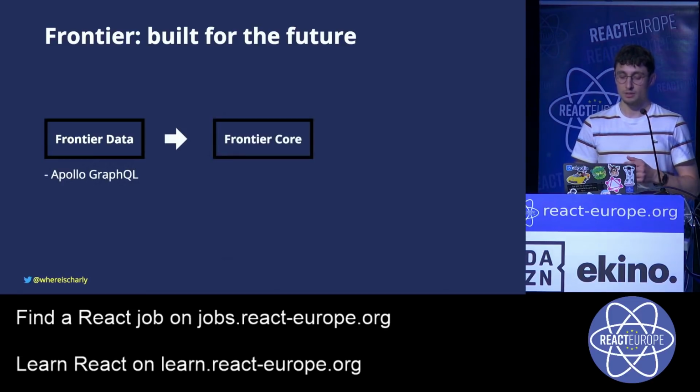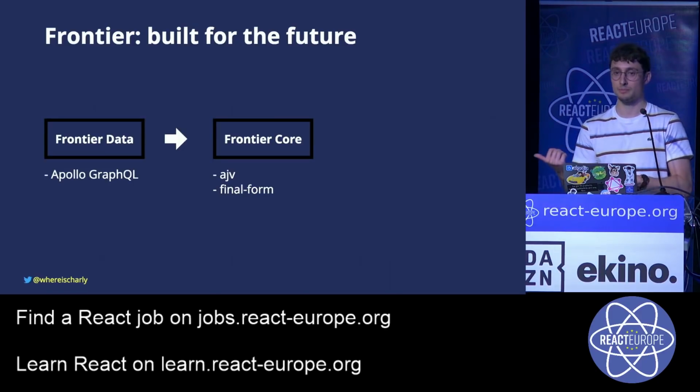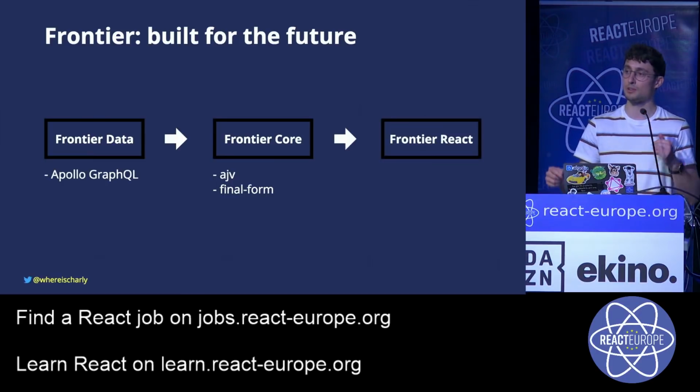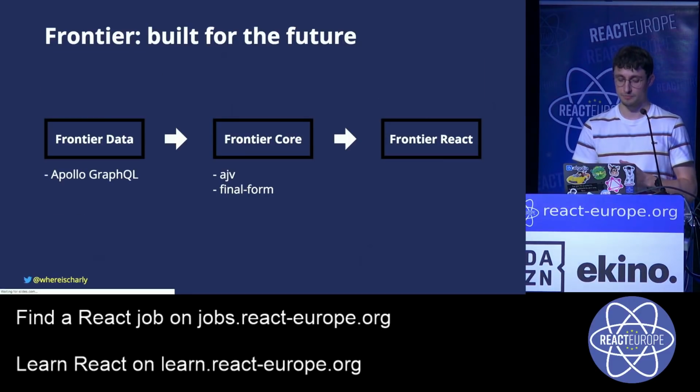This JSON schema goes to Frontier Core. And Frontier Core is totally framework and data agnostic. It works only with JSON schema by using AJV, a fast data validation library working with JSON schema, and Final Form to handle the state, the errors, etc. Then Frontier Core is talking to a render part of Frontier. For now, the only rendering part of Frontier is React. So there is a React component that talks with Frontier Core, and via Frontier Core talks to Frontier Data, the GraphQL part.